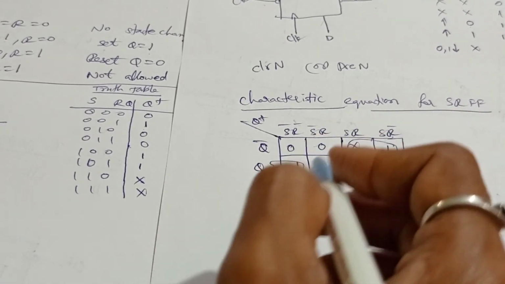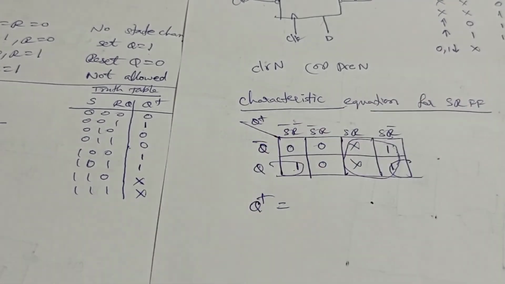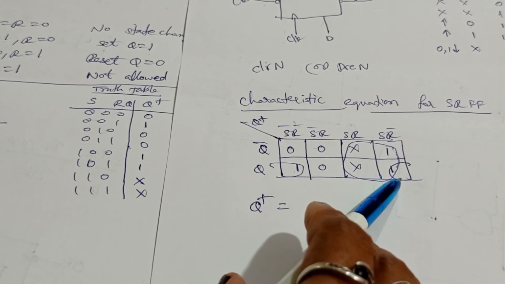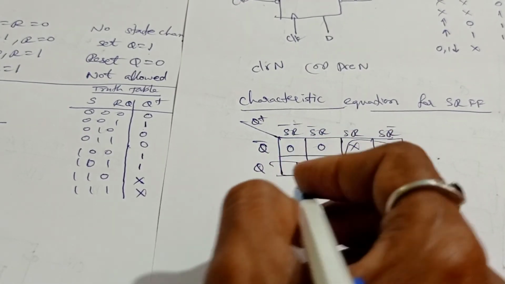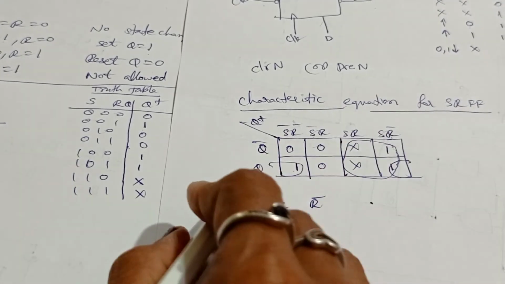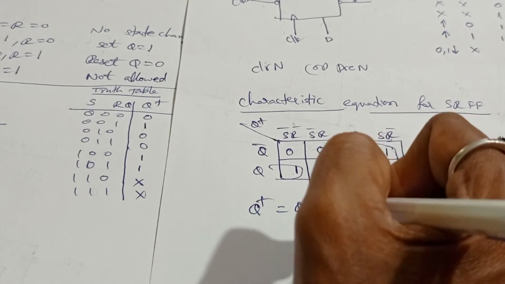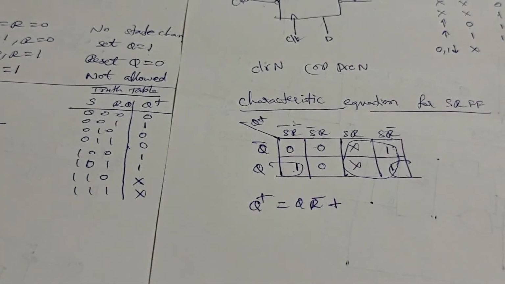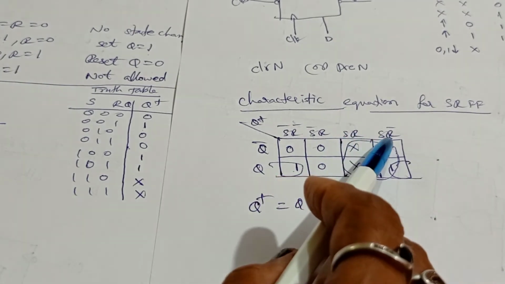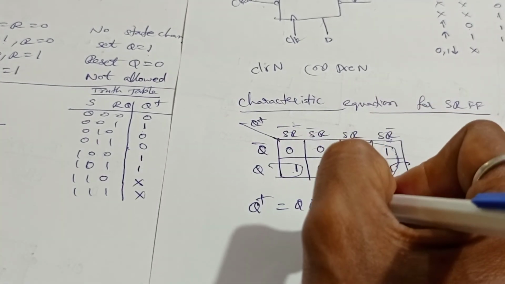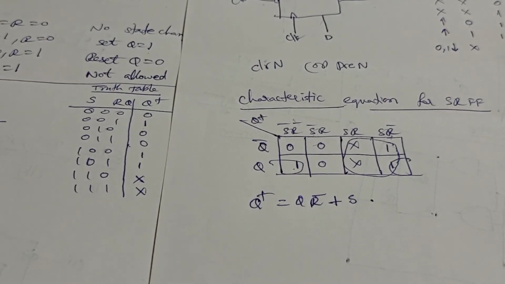Now, the characteristic equation Q plus becomes, from this pair, S is changing, R bar is constant. So, take R bar and Q. Q R bar plus S. The quad eliminates two variables: here Q is changing, so Q is eliminated, and here R is changing, so R is eliminated. So, yes, this is the characteristic equation for SR flip-flop.